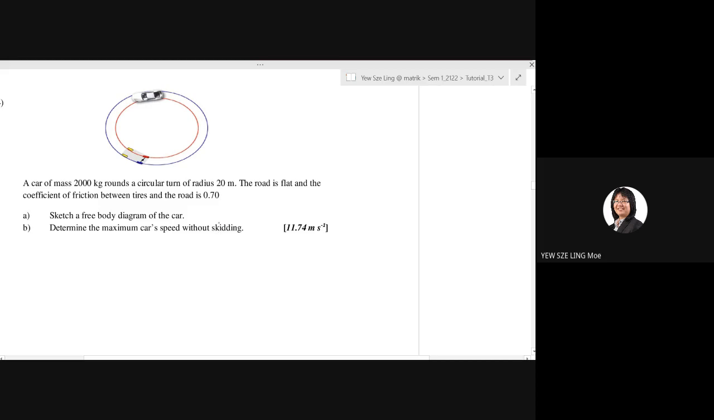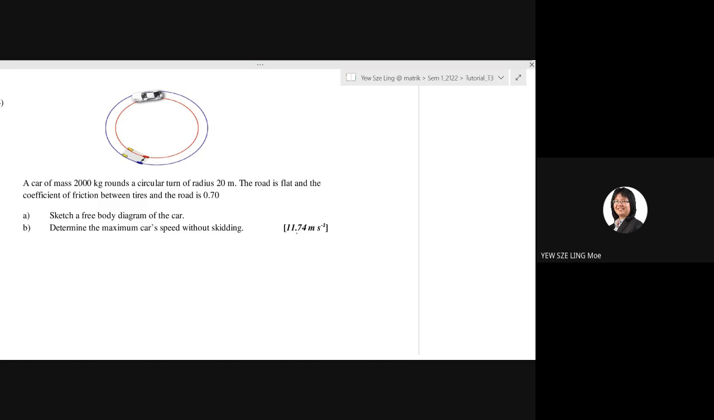Today we're going to see how to apply centripetal force in three different cases. The first one is horizontal circular motions. The second one is vertical circular motions, and then the last one is the conical pendulum case. We have I think 7 questions to be discussed today. So first, let's look at question 4.